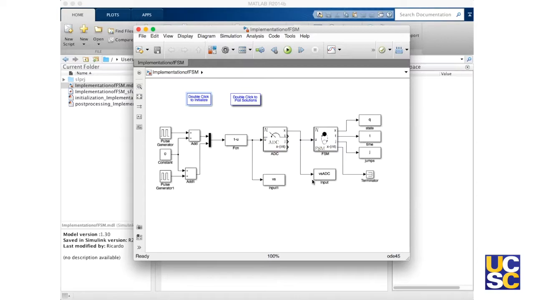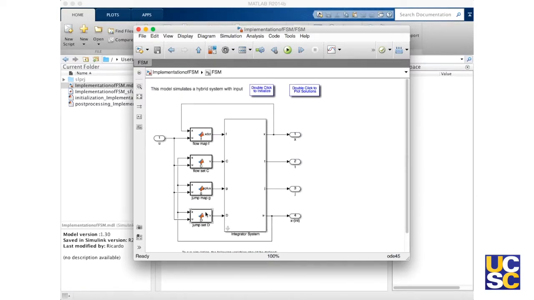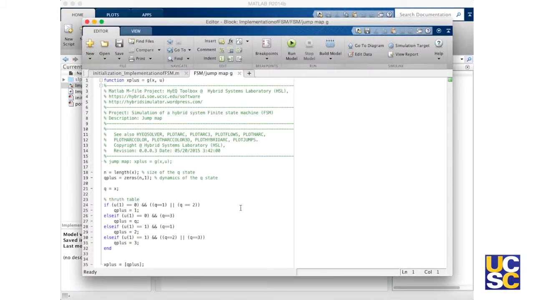This is essentially the finite state machine that we're going to implement. We're going to use the same machine that we described in a previous video, where we had three modes of operation, A, B, and C, and we were coding them as 1, 2, and 3, and the inputs were either 0 or 1.